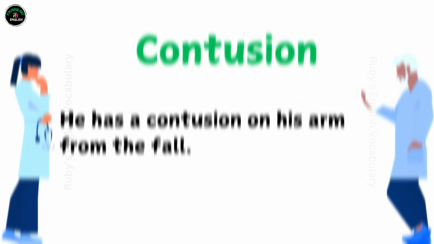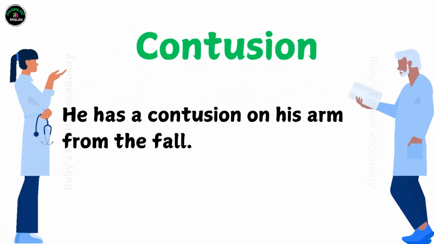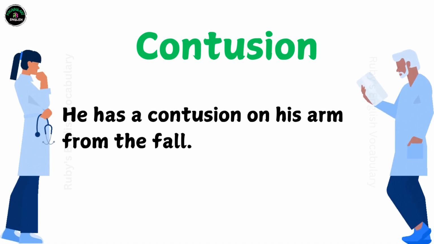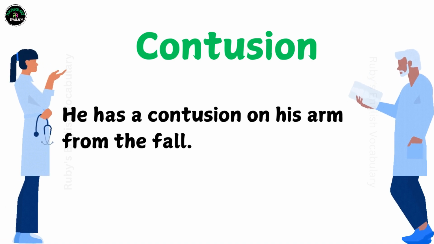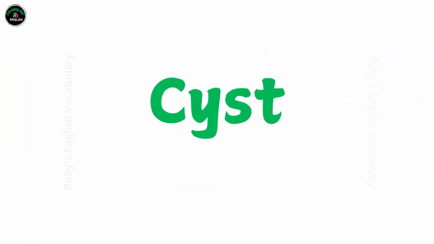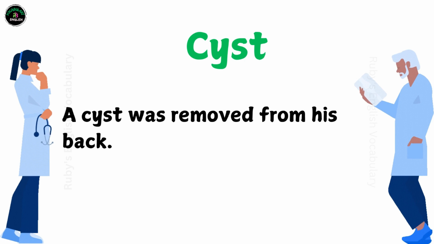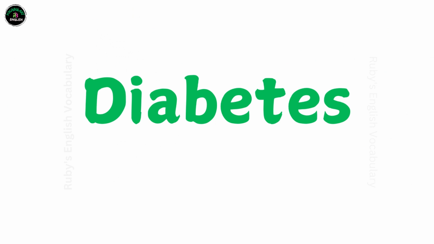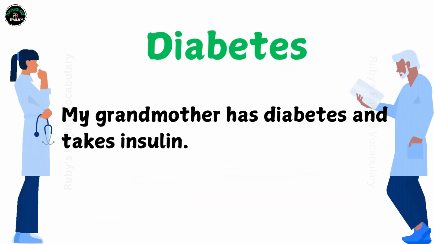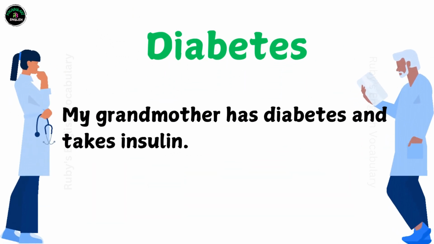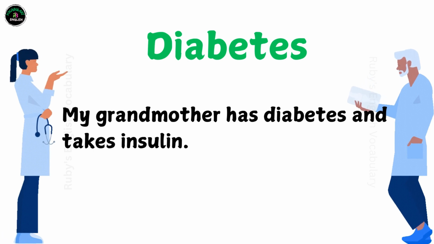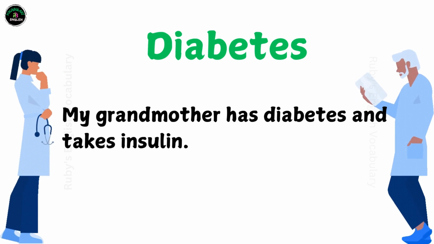Contusion. He has a contusion on his arm from the fall. Cyst. A cyst was removed from his back. Diabetes. My grandmother has diabetes and takes insulin.